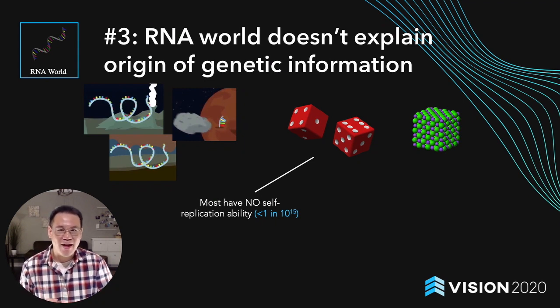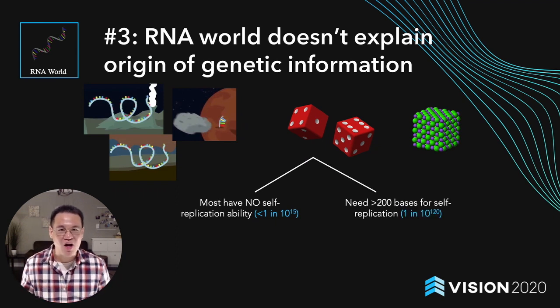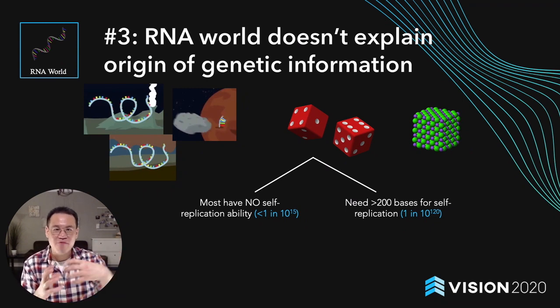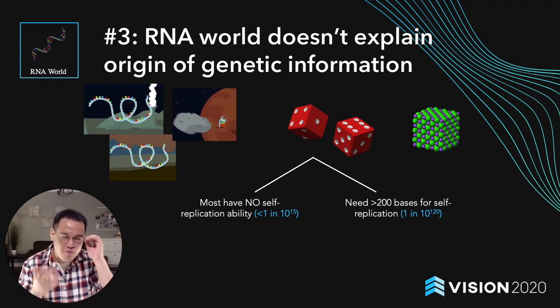And in order to self-replicate, they've also found that these RNA enzymes need to be about 250 bases long in order to have the proper template binding as well as form the 3D shape necessary for replication. That's 1 in 10 to the 120th possibilities. I mean, it's astronomical to form by chance.